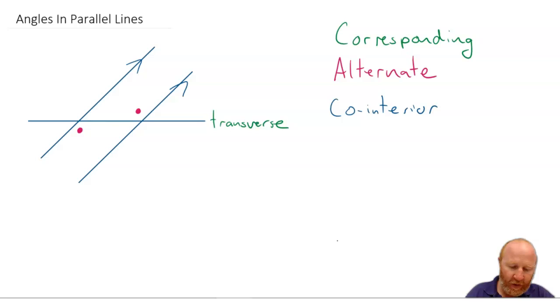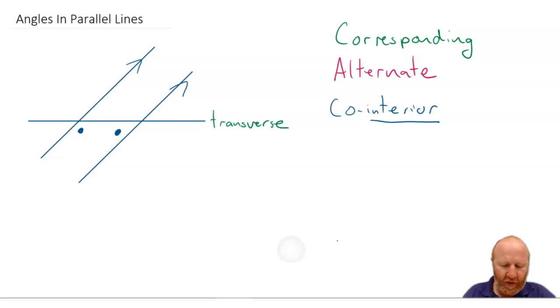Co-interior, if we think about the interior part of that, are angles that are inside one part of the parallel lines. So this angle and this angle are co-interior, and this angle and this angle are co-interior.